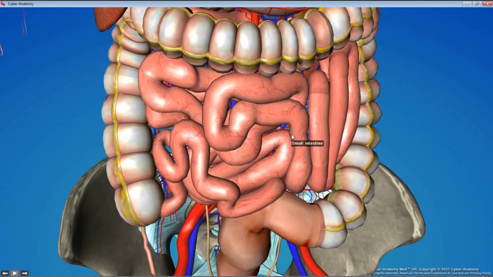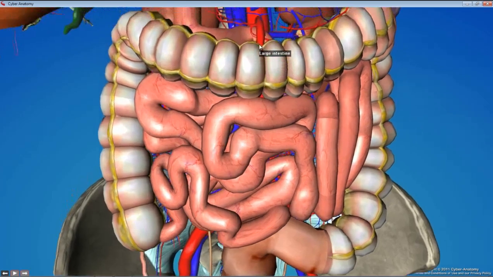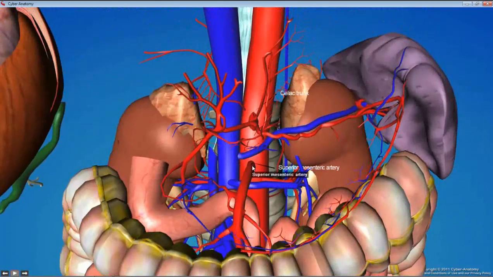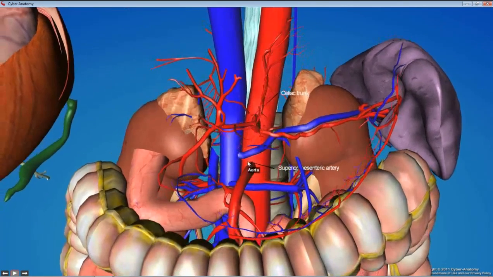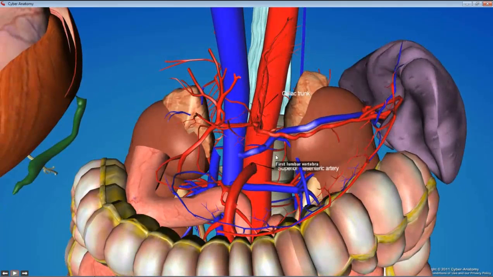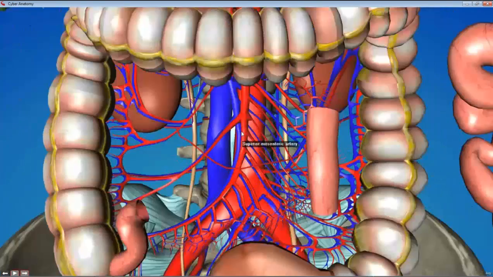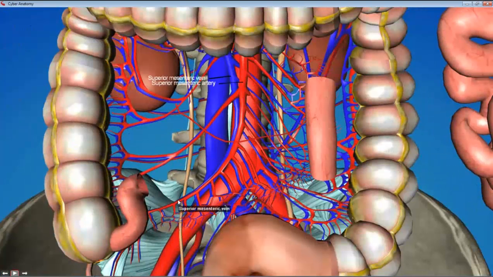Moving down to the midgut, we're looking at the small intestine and the appendix, ascending colon, and the transverse colon. If you remember from lecture, the superior mesenteric is the blood supply. It emerges from the aorta at about the level of the first lumbar vertebra, which is shown here. And then it has a long descending course, which will go posterior to the transverse colon and all the way down to supply both the small and large intestine.